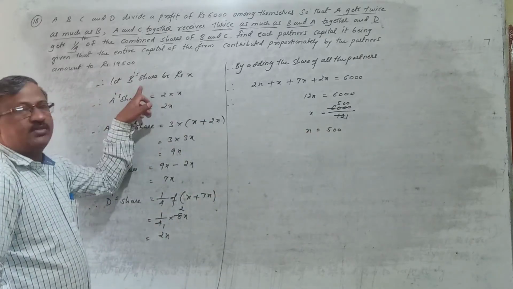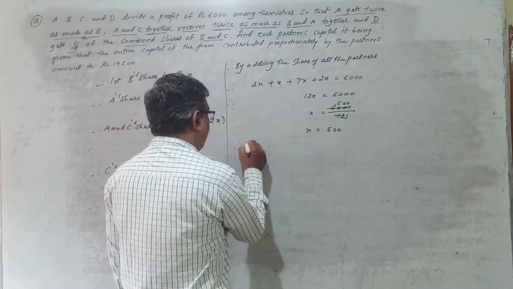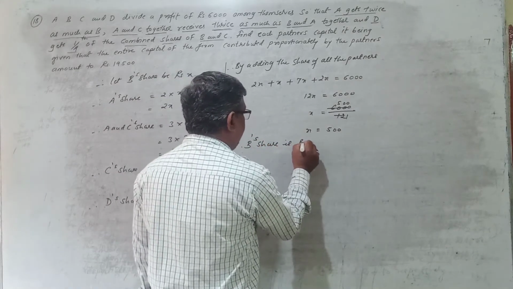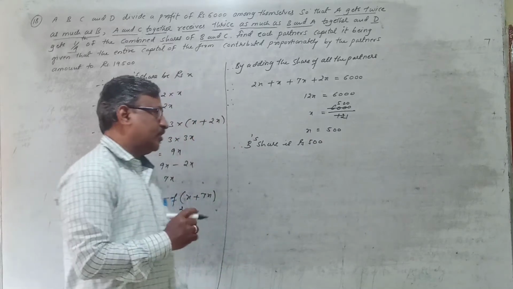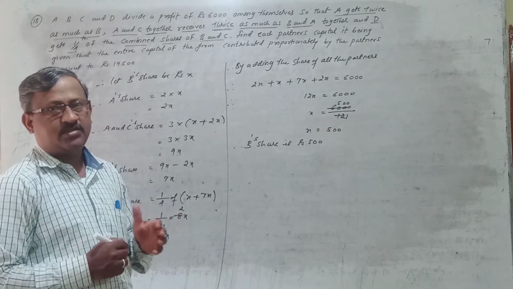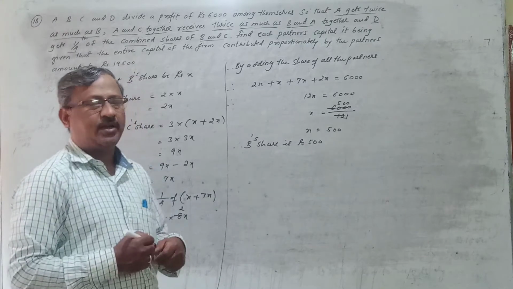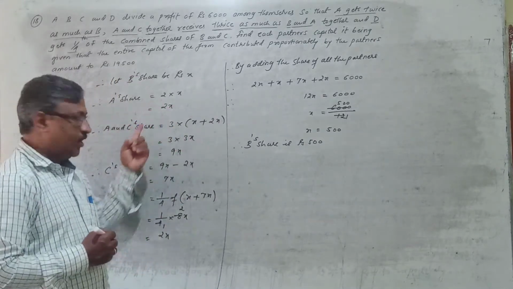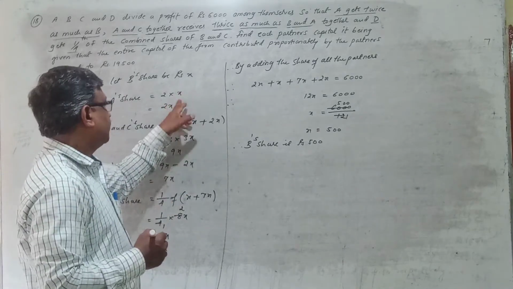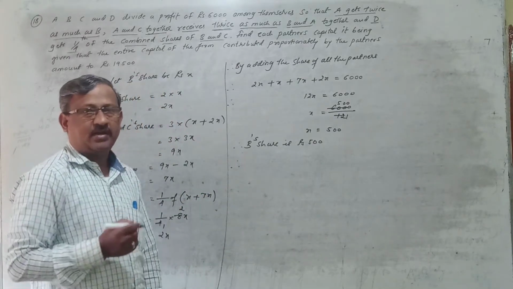So 500 is my x value, and x I have assumed as B's share. So here you can write, therefore B's share of profit is rupees 500. Now B's share is known, so we can easily find out the share of A, C and D. To get that, you substitute B's share, 500, in A's share, in C's share and in D's share. So let's calculate the share of profit of A, C and D.